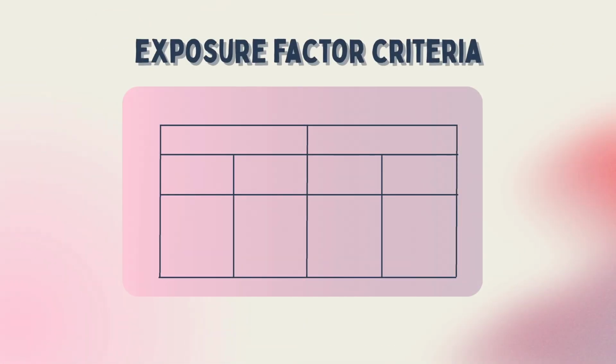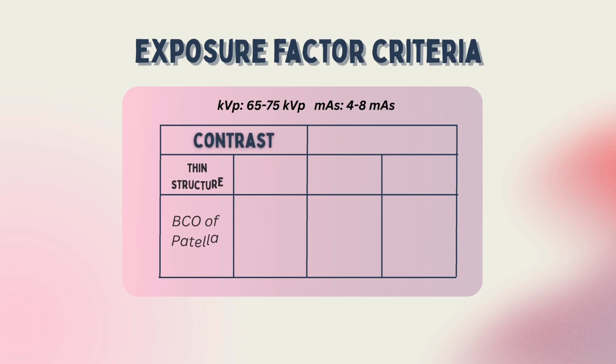Moving on to the exposure factor criteria. The ideal exposure factors are between 65 to 75 kVp and 4 to 8 mAs. In terms of contrast, the thin structure is the bony cortical outline of the patella, and for the thick structure, it is the bony cortical outline of the femoral condyles.